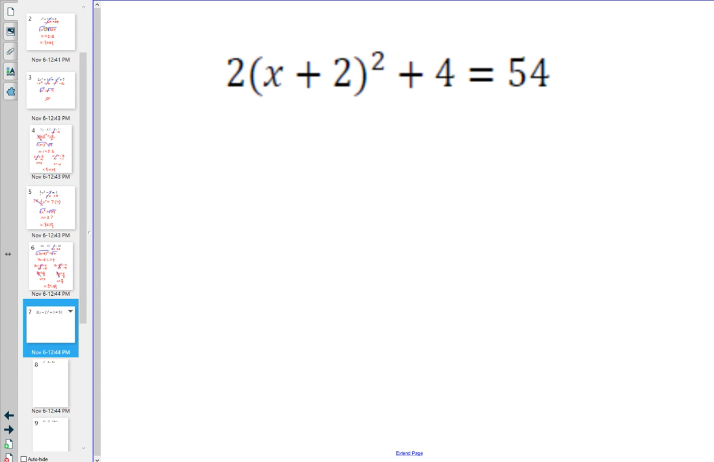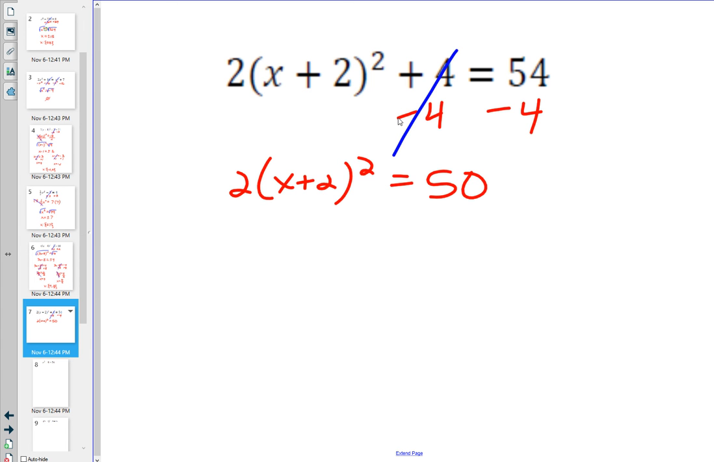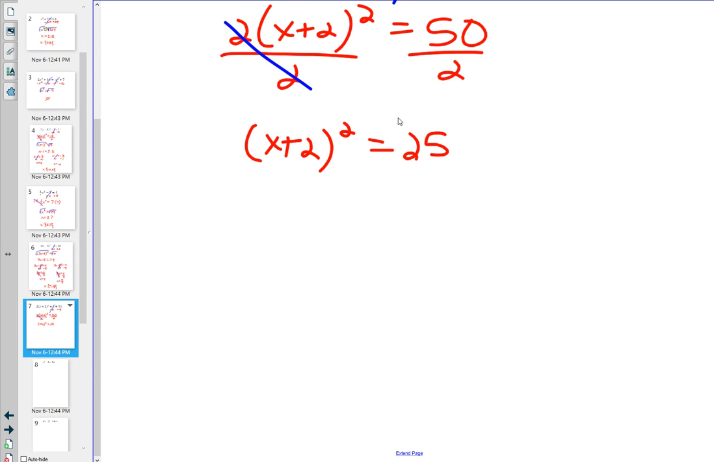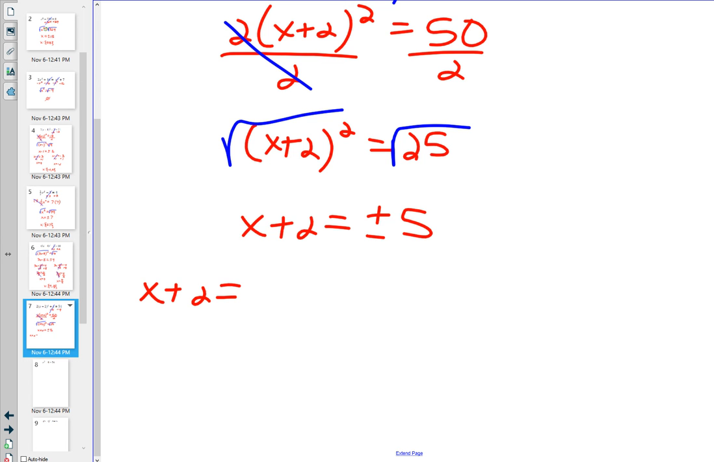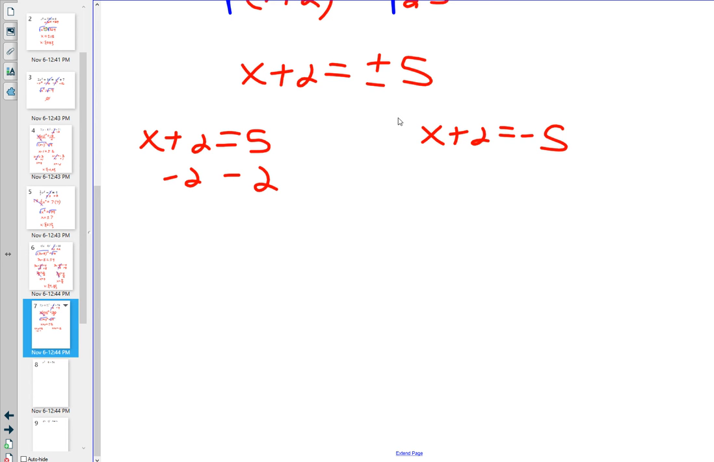Ellie, what was your first step? I like that. Ellie, what was your next step? Okay, I'll be divided by 2. So x plus 2 squared is equal to 25. And then, so x plus 2 is equal to plus or minus 5. And since we're not done, there are still steps to be done. X plus 2 could be 5, or x plus 2 can be negative 5. Minus 2 minus 2. X could be 3, x could be negative 7.